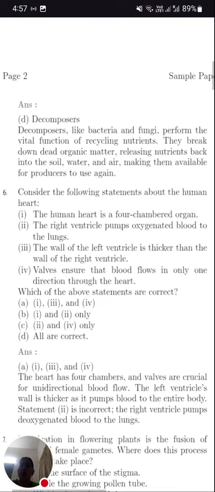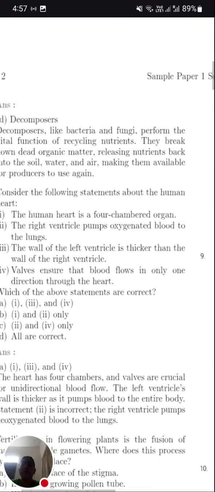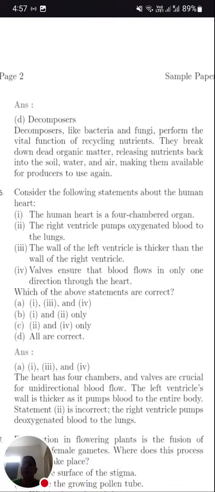Coming to sixth question, consider the following statements about the human heart. So here human heart is 4-chambered. So this first point is correct. The right ventricle pumps oxygenated blood to the lungs. So while learning about human heart, you just recall back like human heart is 4-chambered. First 2 chambers are, like upper 2 chambers are called auricle, lower 2 chambers are called ventricle. Okay, upper 2 are called auricle, lower 2 are called ventricle.